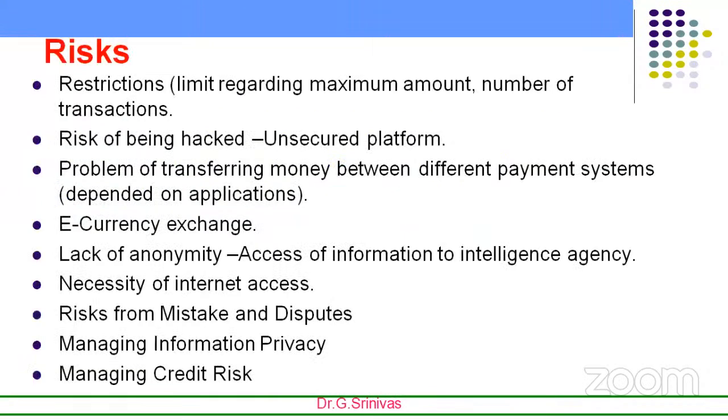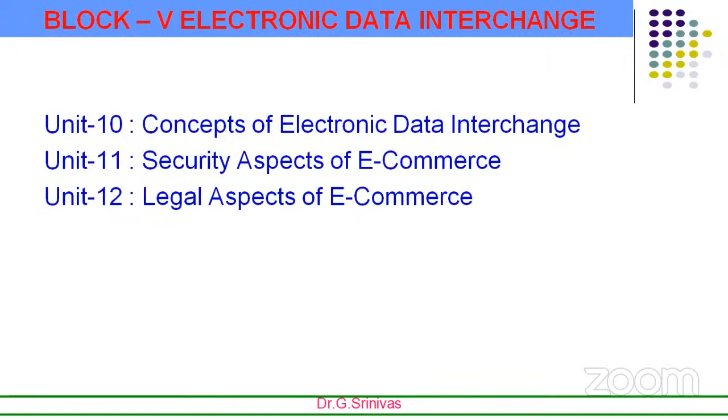So these things we have covered in today's class, and in the next class, on 2021, we are going to discuss the last block, that is electronic data interchange. In electronic data interchange, we have the concepts of EDI. What do you mean by electronic data interchange? Security aspects of e-commerce, legal aspects of e-commerce. We have three units, and these three units will be completed in two classes, right?